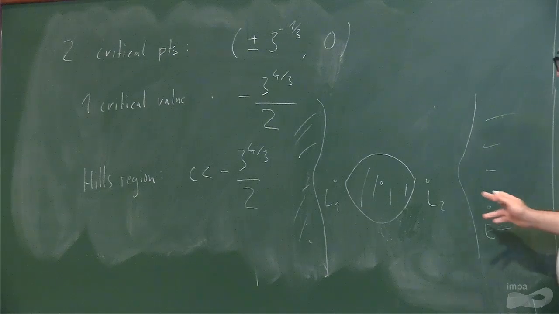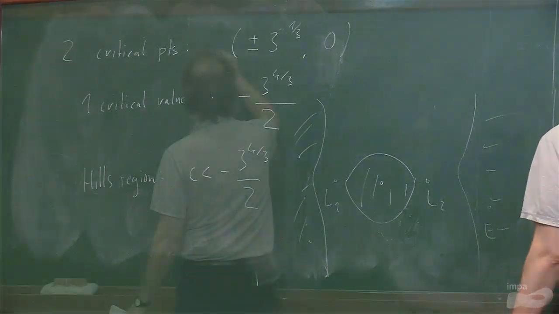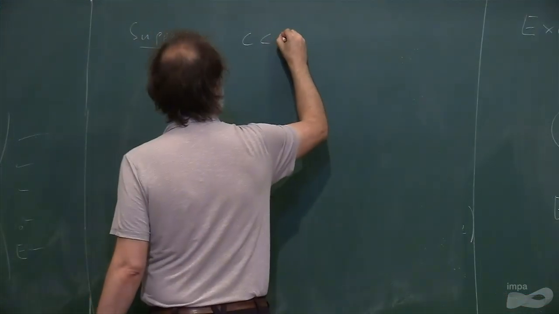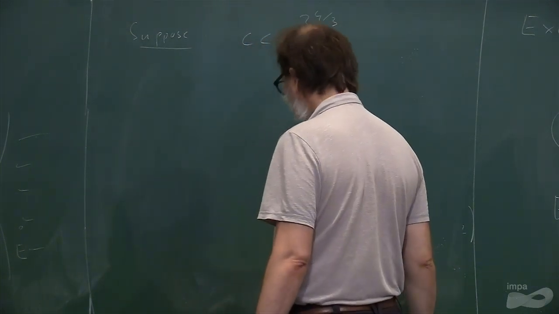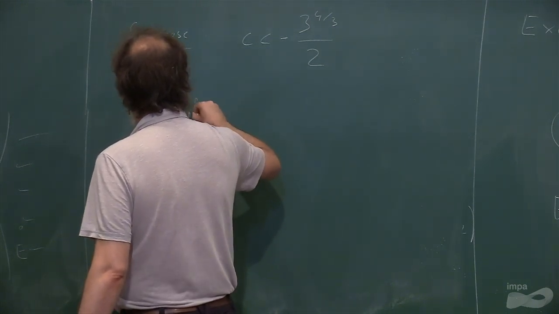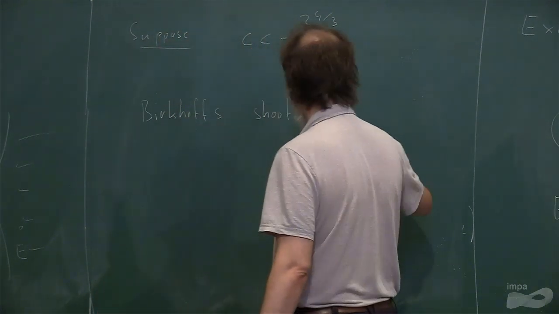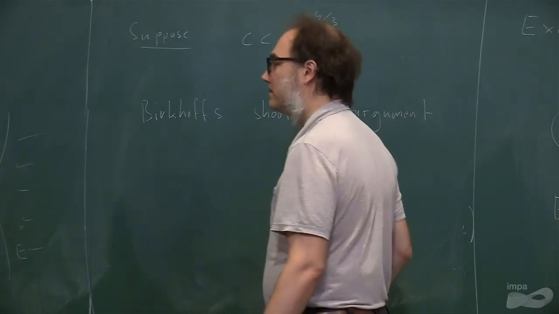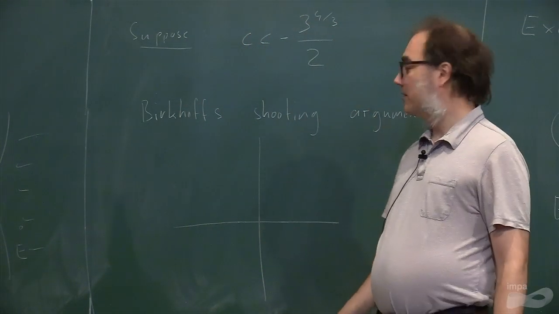And so let's suppose we are in this situation. So suppose C is less than minus 4.3 over 2. And now what is Birkhoff's shooting argument? So what is the idea? So what do we want to find?